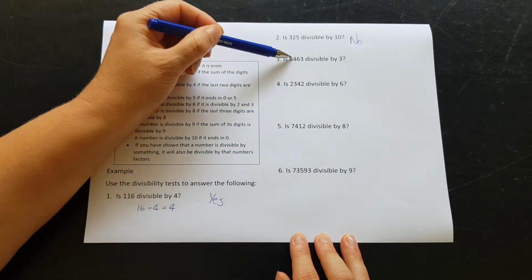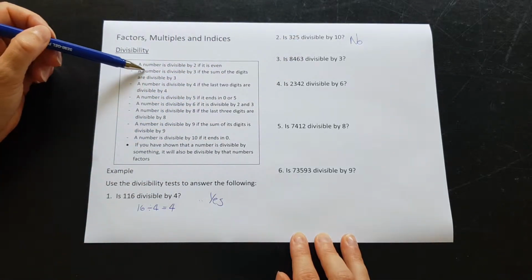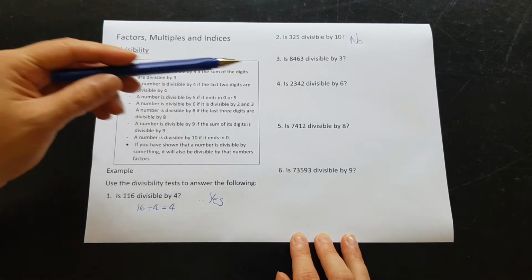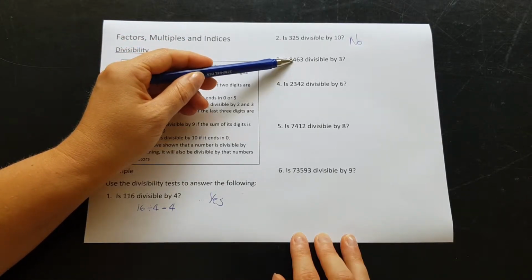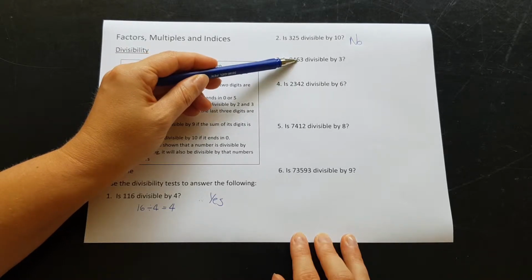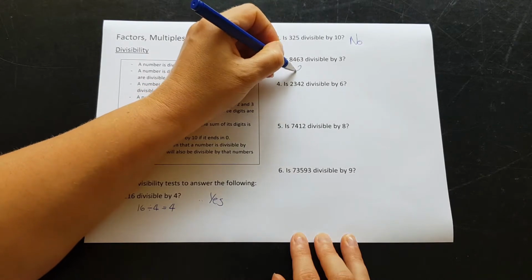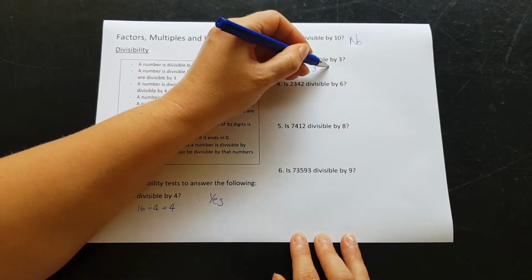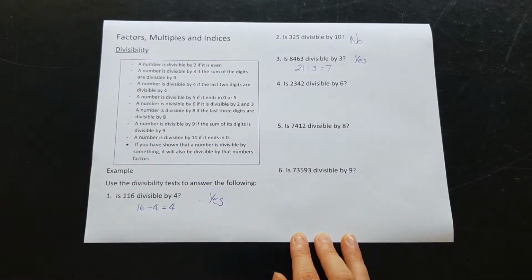Question 3. Is 8,463 divisible by 3? That means the sum of the digits has to be divisible by 3. So we have to add up these numbers. 8 plus 4, that's 12. Plus 6 is 18, plus 3 is 21. Does 21 divide nicely by 3? Yes, it does. It gives me 7. So that means yes, that is going to be divisible by 3.